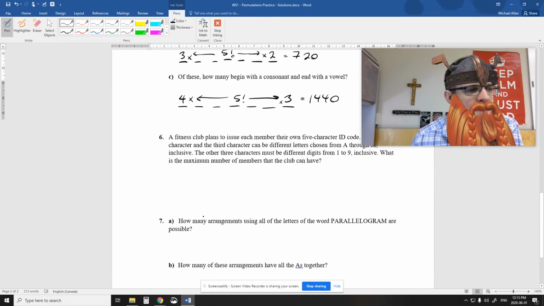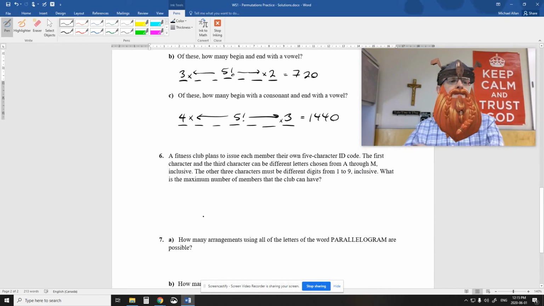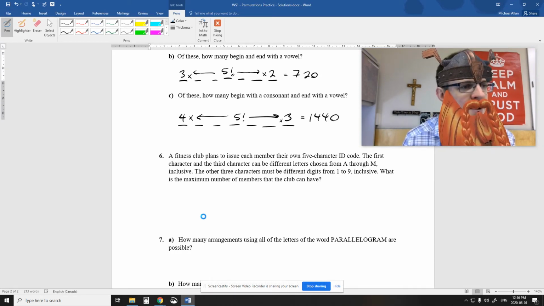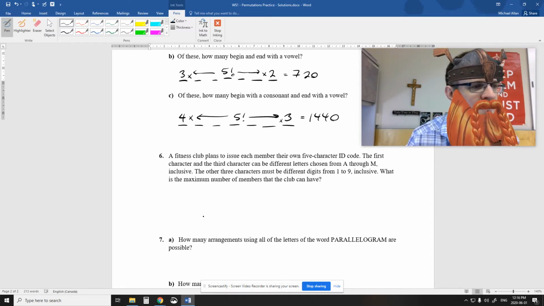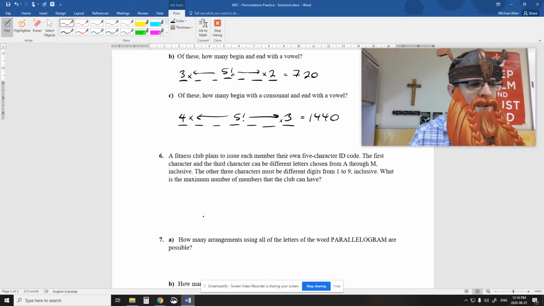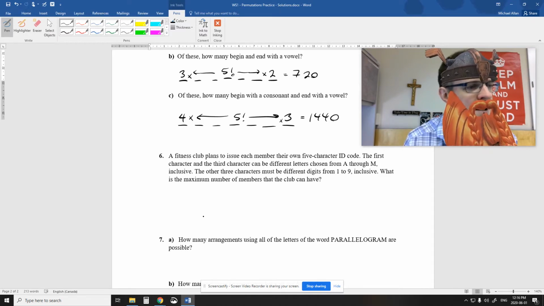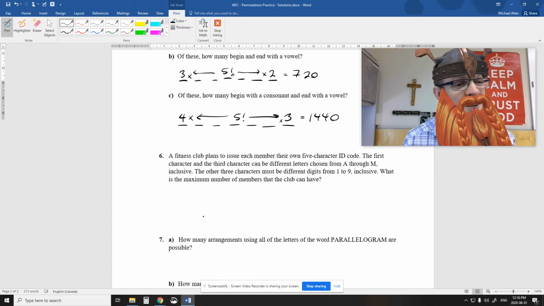Yeah, awesome. In a fitness club, plans to issue members codes. The first character and the third character can be different letters from A to M inclusive. The other 3 characters must be different digits from 1 to 9 inclusive. What is the maximum number of members that you have? Inclusive means they include those numbers. If they said exclusive, means you're not including those numbers.